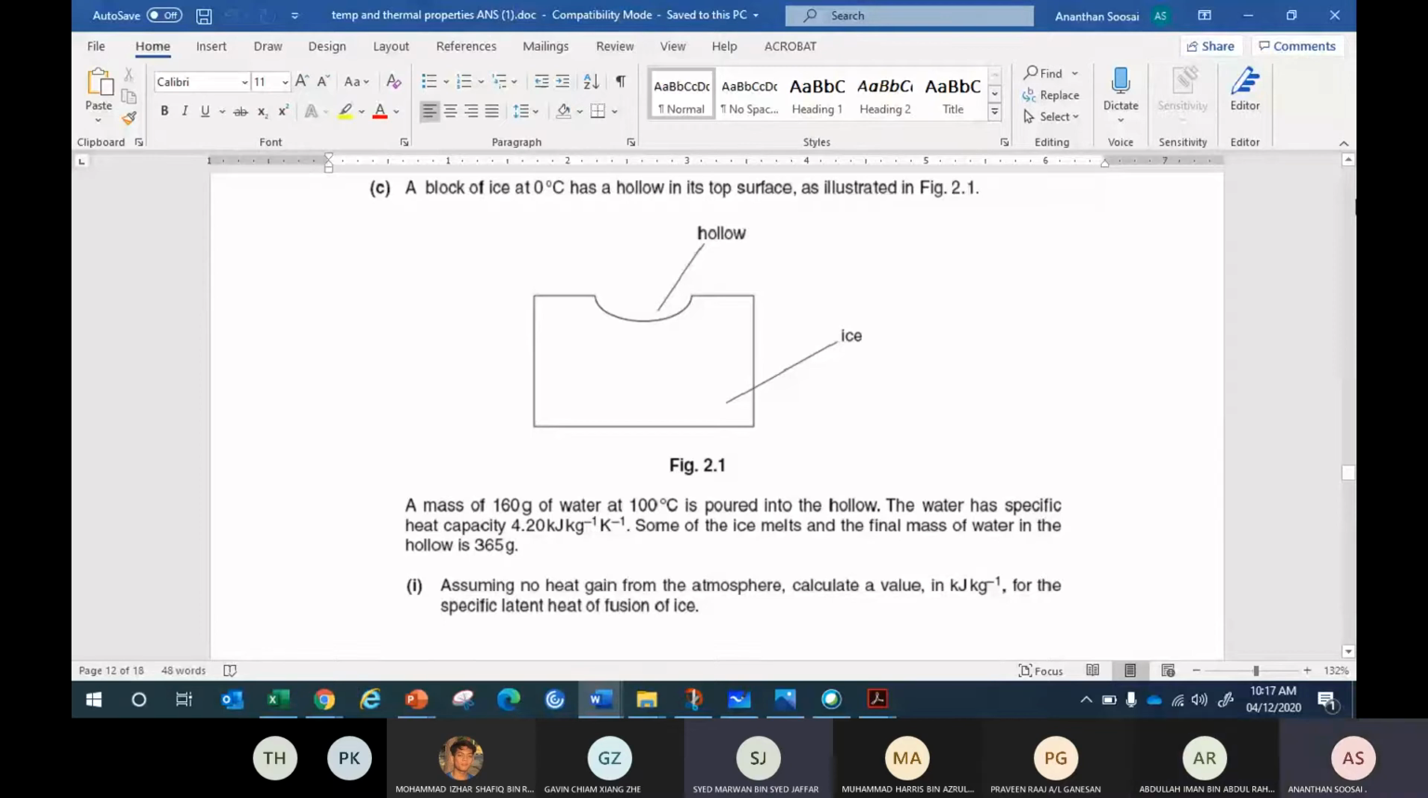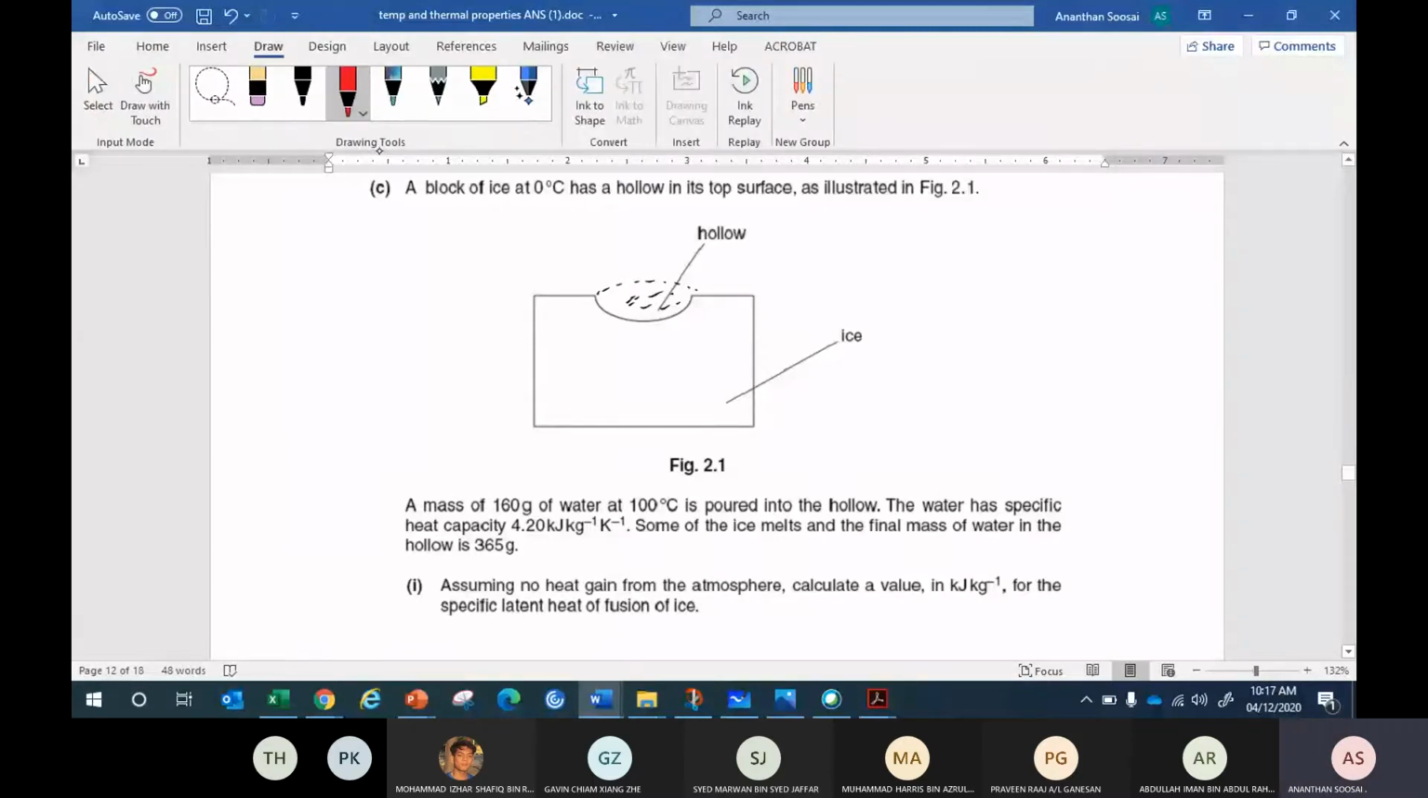Give me the final answer. So they pour some water onto the ice. The water was found to be originally 160 gram. Maybe you consider this as body A, water, at 100 degrees Celsius. The water has a specific heat capacity of 4.2 kilojoule per kilogram per Kelvin. Some of the ice melts and the final mass of the water is 365 gram.